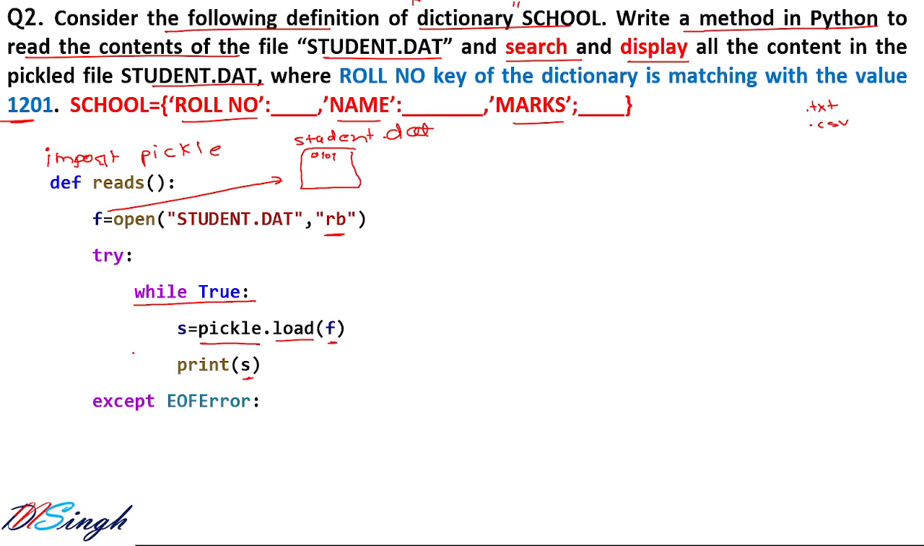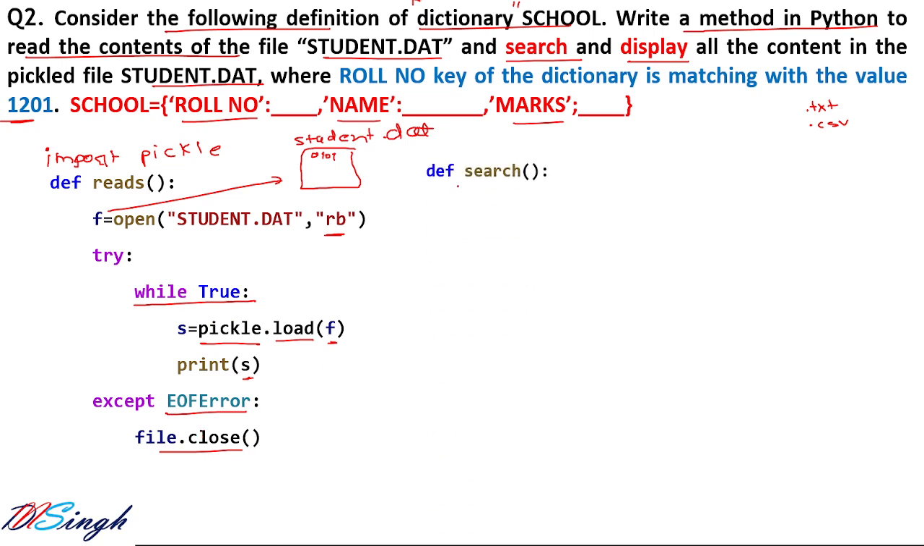Then we need to handle the exception. What happens when the file is exhausted, or all the records are read? The load function generates an EOF error, end of file error, which is caught. As soon as that exception is generated, it is caught inside except, and due to the exception this while loop terminates. Here we close the file pointer which we have opened. That's it about the read.